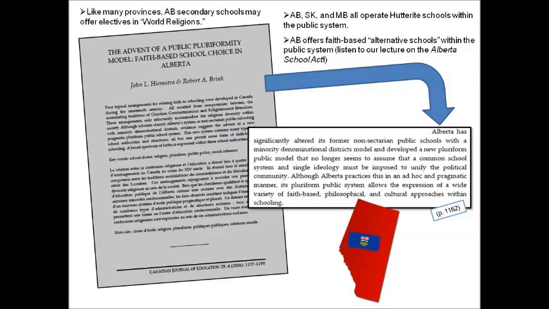So I just highlighted a section out of the Hiemstra article here, where he and Brink write, Alberta has significantly altered its former non-sectarian public schools with a minority denominational districts model, and developed a new pluriform public model that no longer seems to assume that a common school system and single ideology must be imposed to unify the political community. Although Alberta practices this in an ad hoc and pragmatic manner, its pluriform public system allows the expression of a wide variety of faith-based philosophical and cultural approaches within schooling.